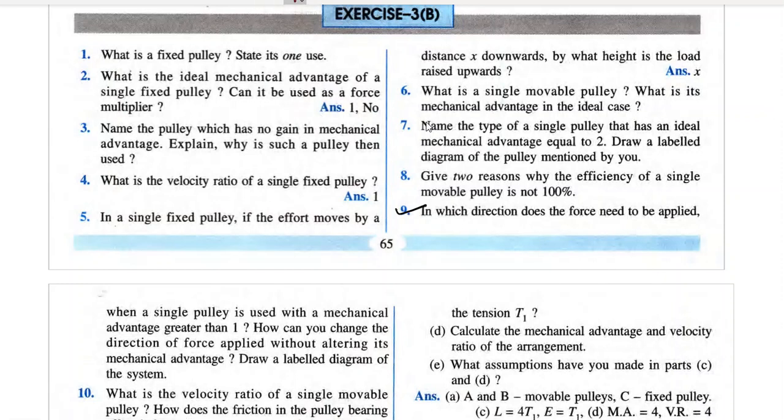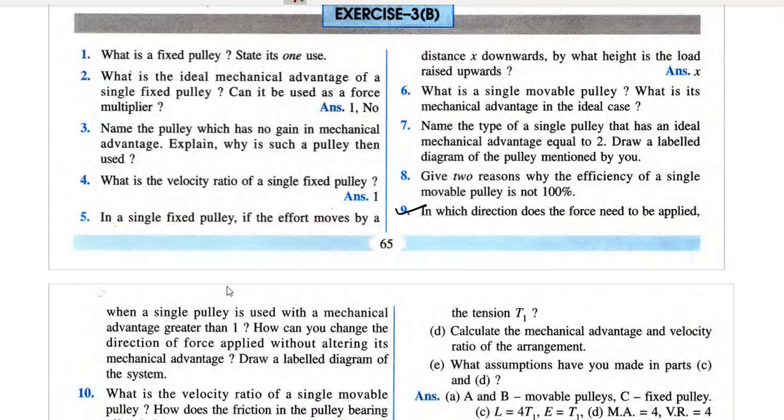In which direction does the force need to be applied? That is question number 9. In which direction does the force need to be applied when a single pulley is used with a mechanical advantage greater than 1? How can you change the direction of force applied without altering its mechanical advantage? Draw a labeled diagram of the system.